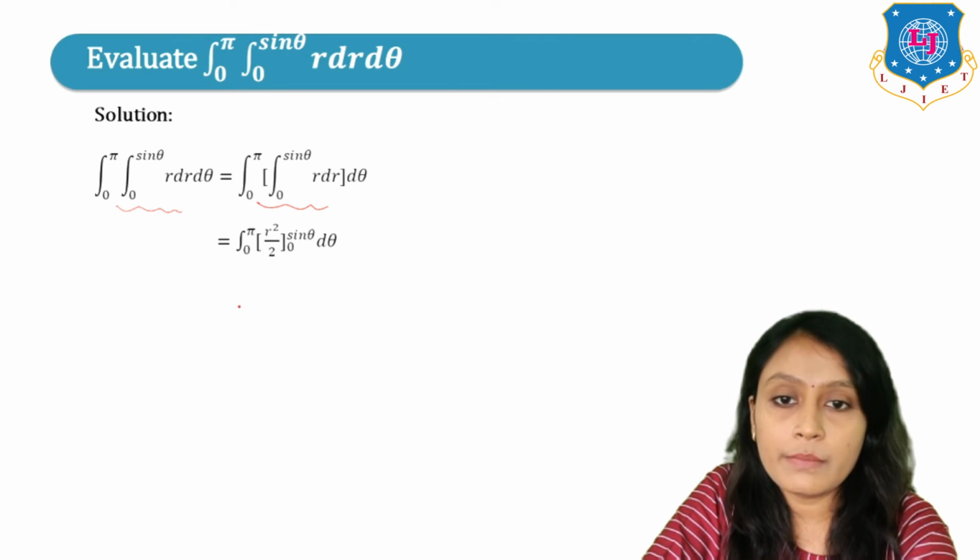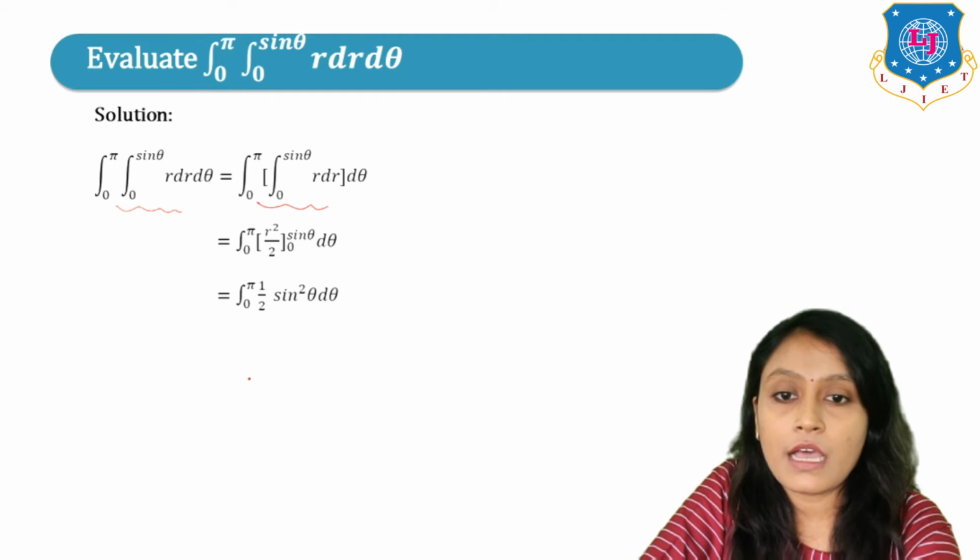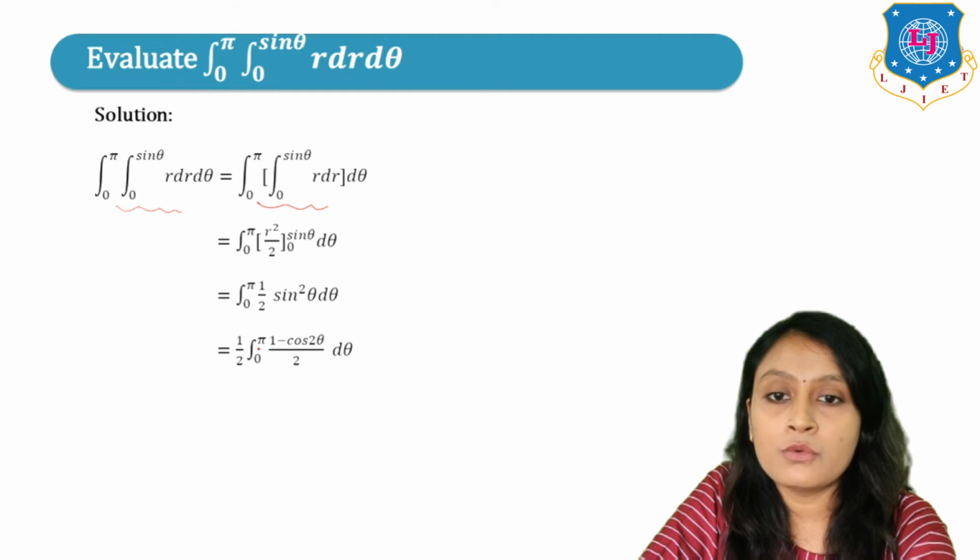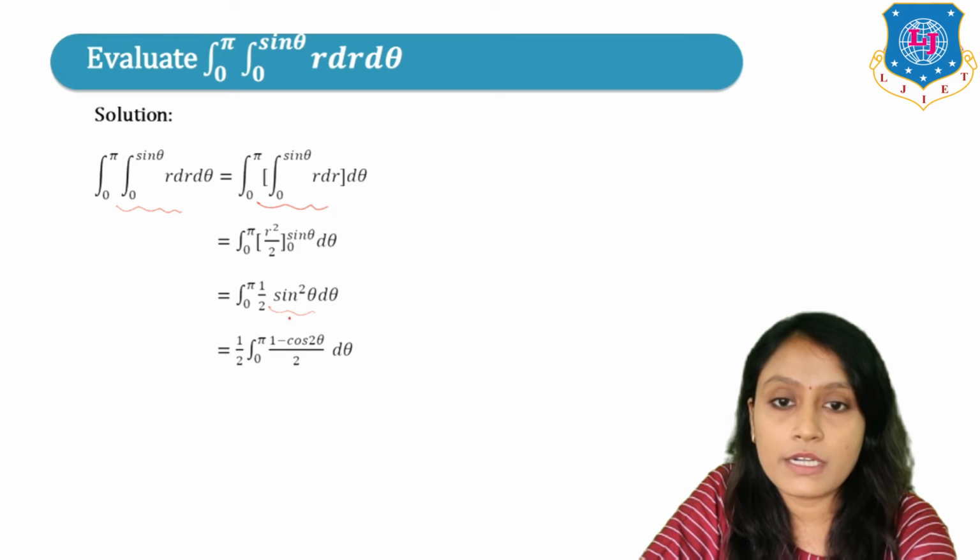Now substitute the limits. What you will get here is 1 by 2 as it is. In place of r substitute sine theta, so you will get sine square theta, minus, now in place of r we substitute 0, so minus 0. What remains is 1 by 2 sine square theta d theta. Now we will take this 1 by 2 outside of the integration, and we know the formula of sine square theta, that is (1 minus cos 2 theta) upon 2, d theta.